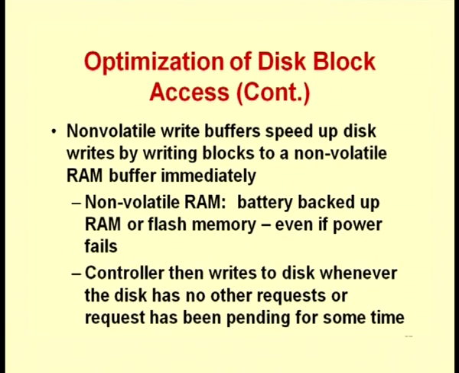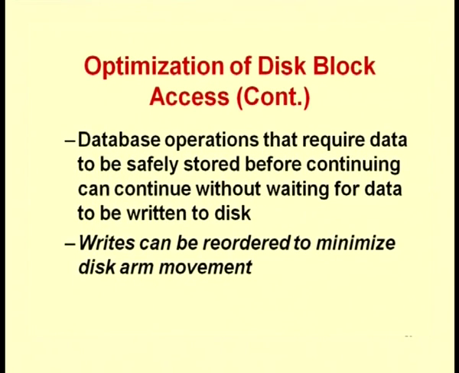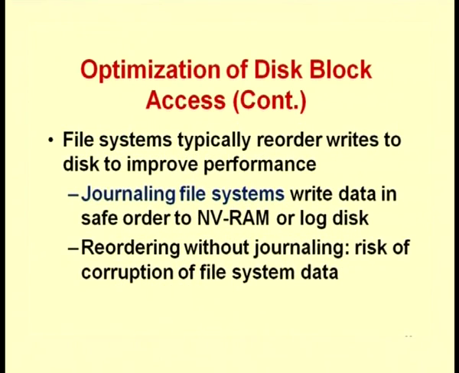Non-volatile write buffers speed up disk writes by writing blocks to a non-volatile RAM buffer memory. Database operations that require data to be safely stored before continuing must write to disk, and writes can be reordered to minimize disk movement. So, write it in such a way. Then you have something called a log disk, which is for a sequential log of block updates. You can also do what is called journaling the file system by writing it into an NVRAM.